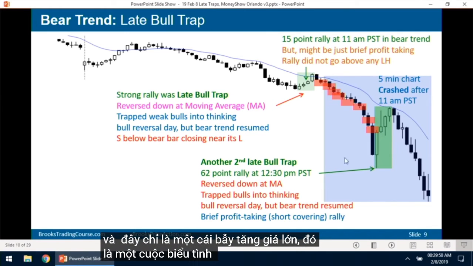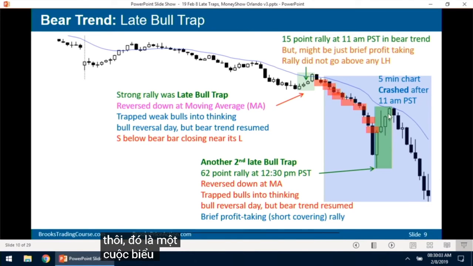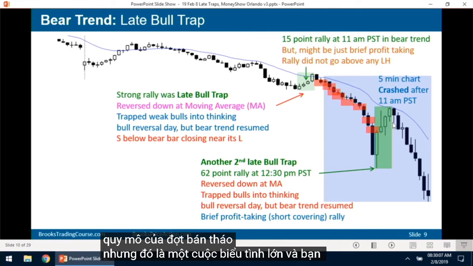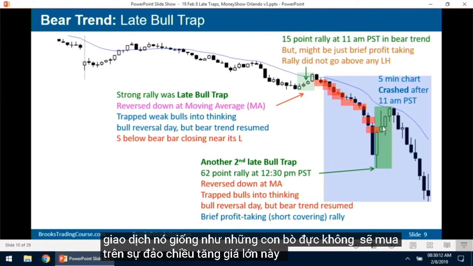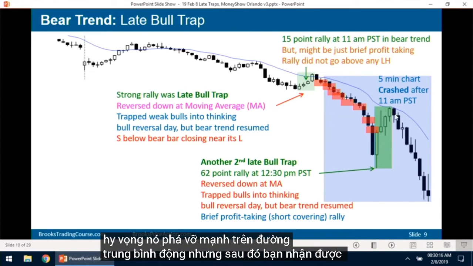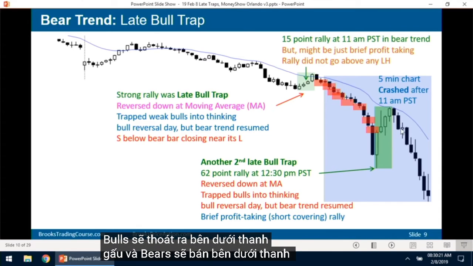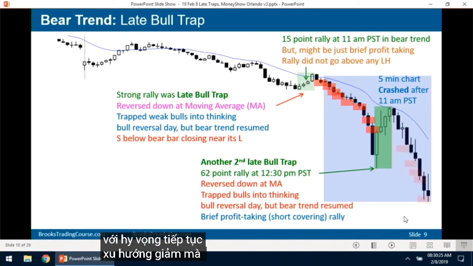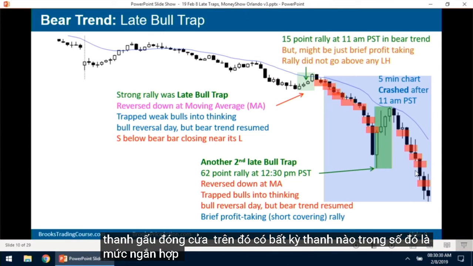It was a 62-point rally in the E-mini. All right, that's a totally huge rally. It's small compared to the size of the sell-off, but it's a huge rally. But you trade it the same. Bulls are going to buy above this huge bull reversal, and they hope it breaks strongly above the moving average, but then you get this bear bar. Bulls will get out below the bear bar, and bears will sell below this bear bar, hoping for a continuation of the bear trend, which they got. There are many bear bars closing on their lows. Any of them is a reasonable short.